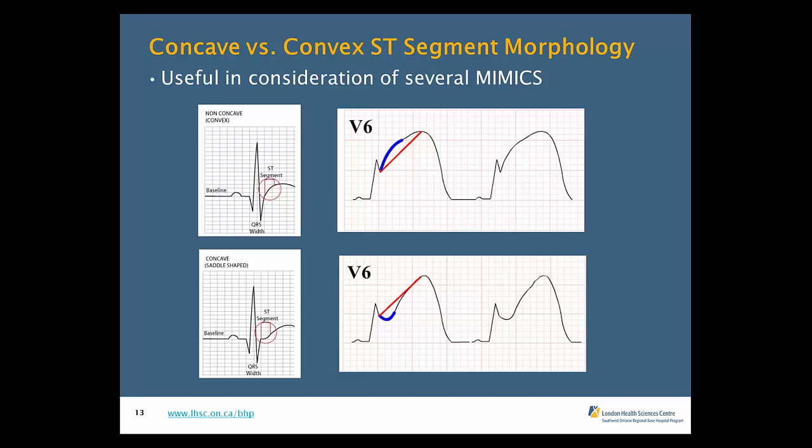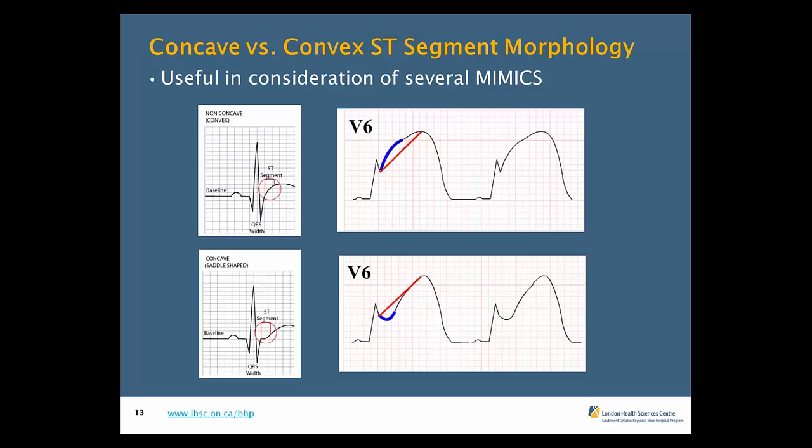Looking at that top graphic there of the ST elevation, the convex one, this is what's described as your tombstone. If you look at that, it has that tombstone appearance, whereas the bottom one, because of that concave shape, doesn't have that tombstone appearance.